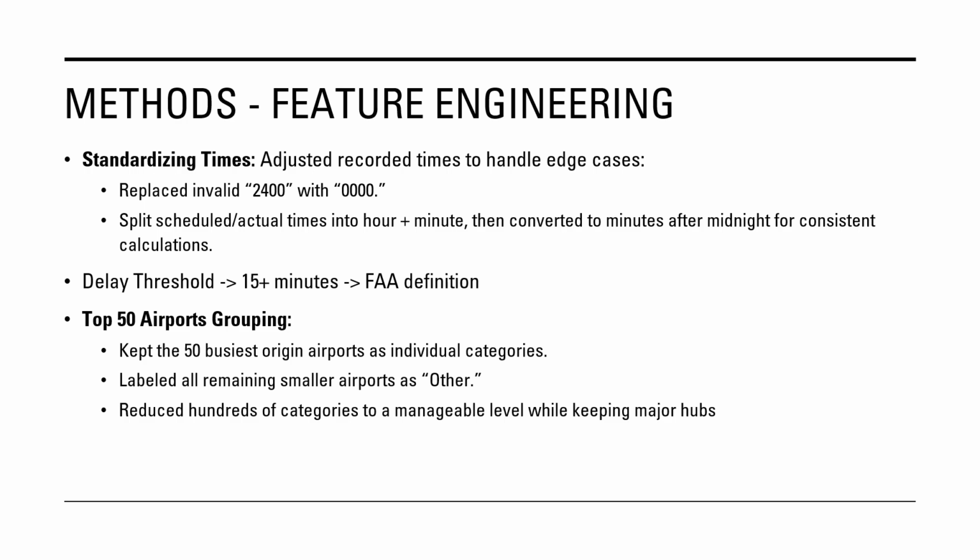I also created the target variable, delayed equals 1, for flights 15 minutes or more delayed, which is the FAA standard. Finally, I kept the top 50 busiest origin airports as individual categories and grouped the rest as other. I did this to keep the model more stable as there were over 300 categories for airports. This preserved all the major hubs without overwhelming the logistic regression model with hundreds of dummy variables.